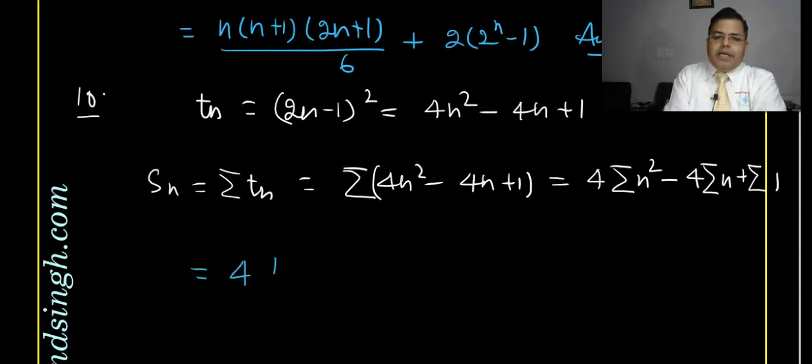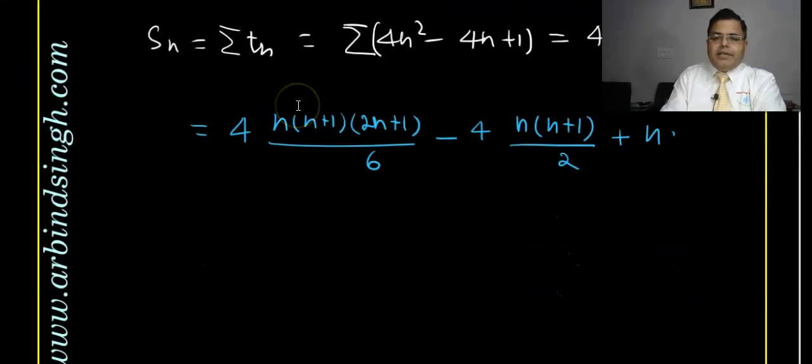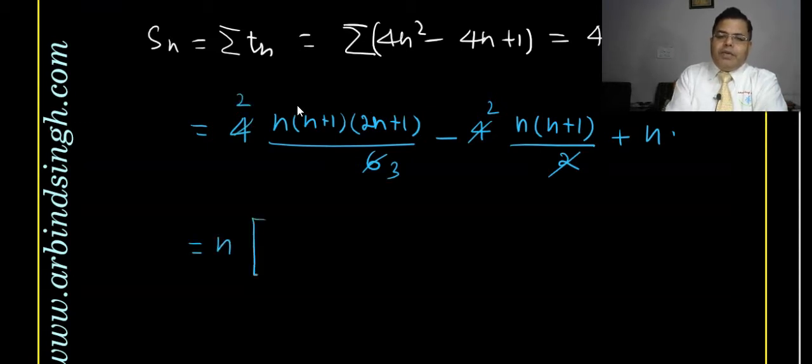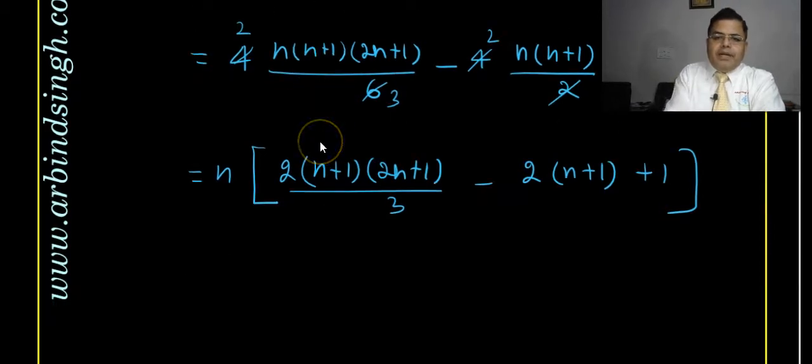So here it can be written as 4 into n into n plus 1, 2n plus 1 whole divided by 6 minus 4 into sigma n, which is nothing else but n into n plus 1 by 2, and sigma 1 is n. Now after simplification, I can cancel this 2 to the 4 and 3, and this is 2. We can take n common out of it. So if I take n common, then what will happen? 2 times of n plus 1 and 2n plus 1 whole divided by 3 minus 2 times of n plus 1 plus 1, right? Now I can take LCM.